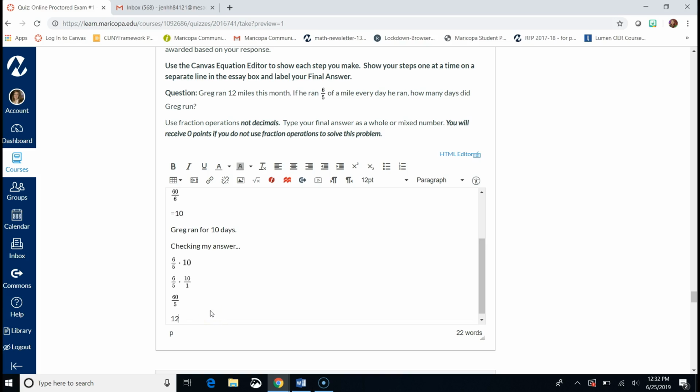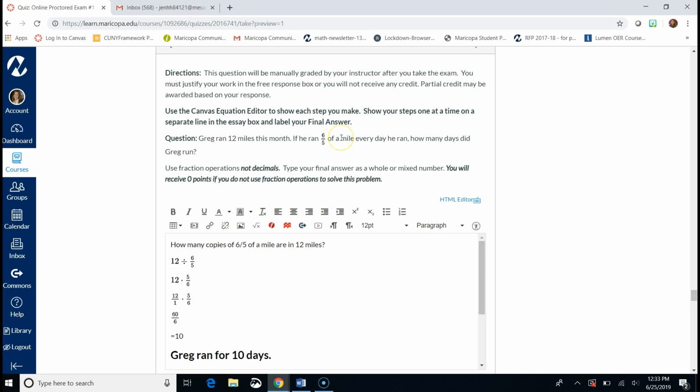So I know that my answer, that Greg ran for 10 days, let's make that a little bit bigger so we know that that's the answer. I know that that's correct because I checked it and I got back to the 12 miles. So 6/5 of a mile each day for 10 days gives me 12 miles total. So I know that Greg ran for 10 days, and that's what we mean by labeling your answer.